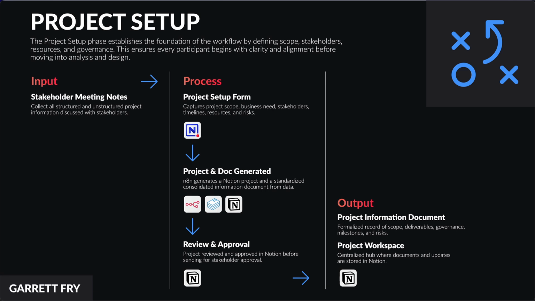This is the document that covers all of the scope, deliveries, governance, milestones, and risks. And then we have a project workspace that's created in Notion where we're going to store all of our documents that are related to this project. Now that I've given you this overview, let's see this workflow in action.